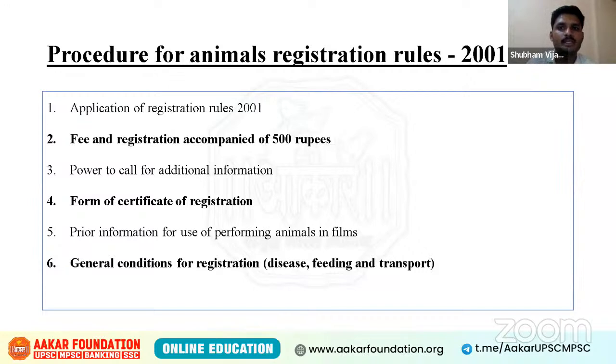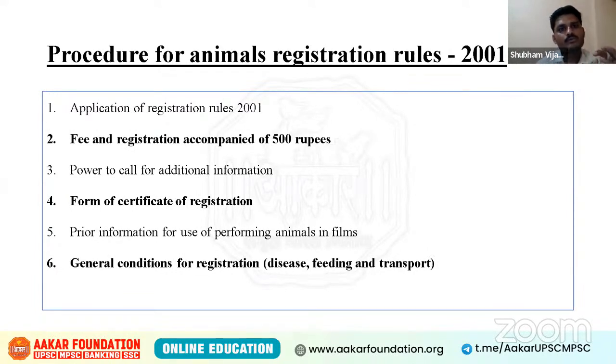Now we will look at the Prevention of Cruelty to Animals Act, PCA Act 1960. So many sub rules and acts will come, so we'll take them one by one. First, the minor rules will be there. This one is about the registration of animals.